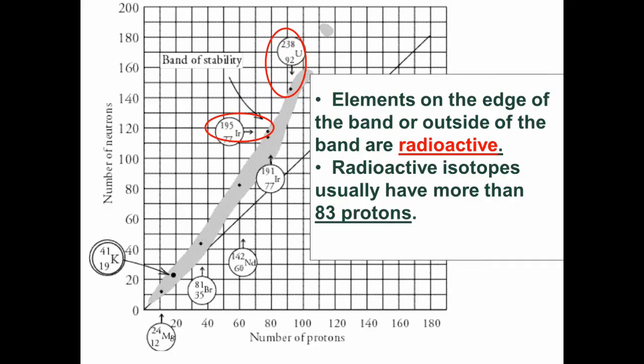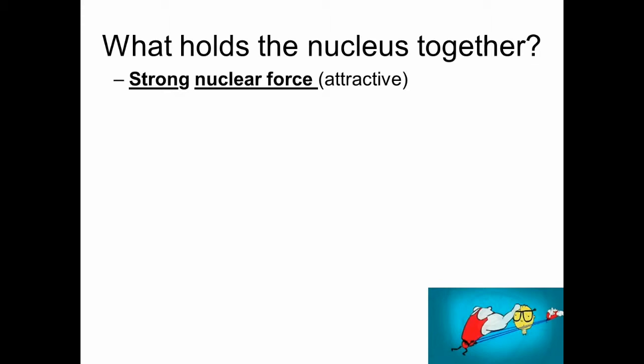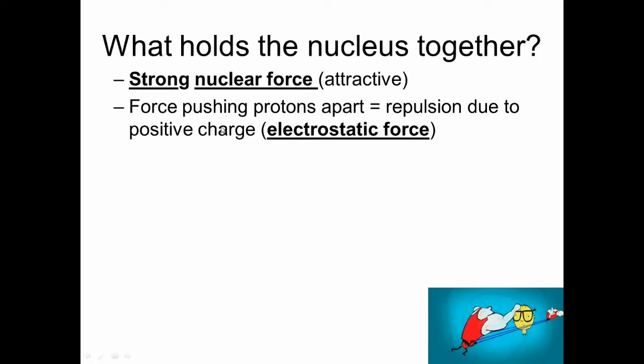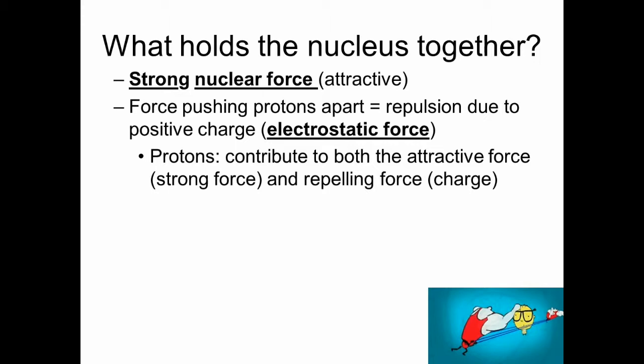More review. Elements that land on the edge, like I was saying, are radioactive. And usually these are the heavier elements. They have more than 83 protons. So what holds the nucleus together? There's the strong nuclear force, that's the attractive force, and then there's the pushing away force, the electrostatic force. Protons contribute to both, but protons are more responsible for the repelling force, or that electrostatic force.